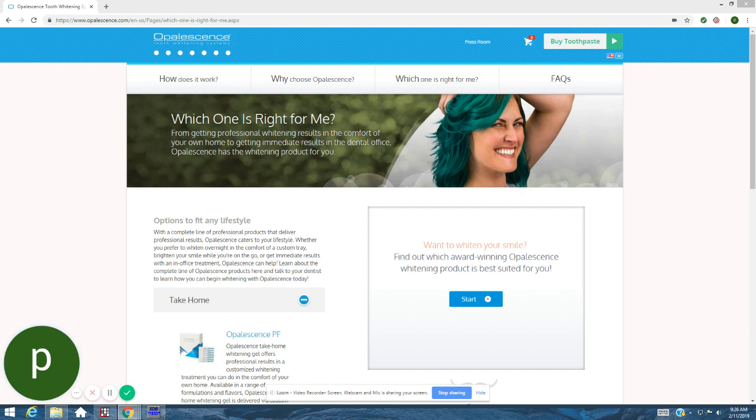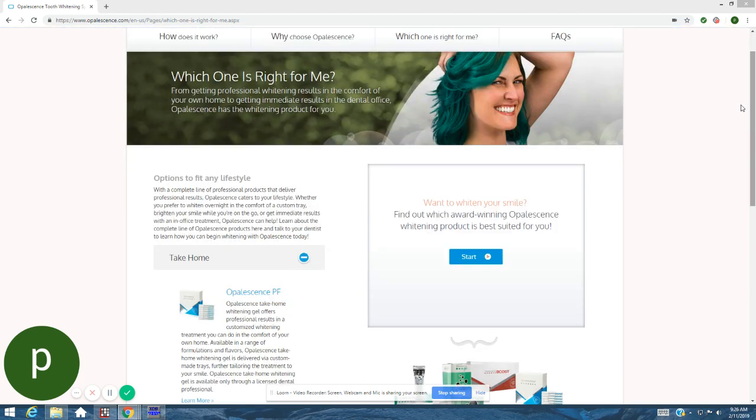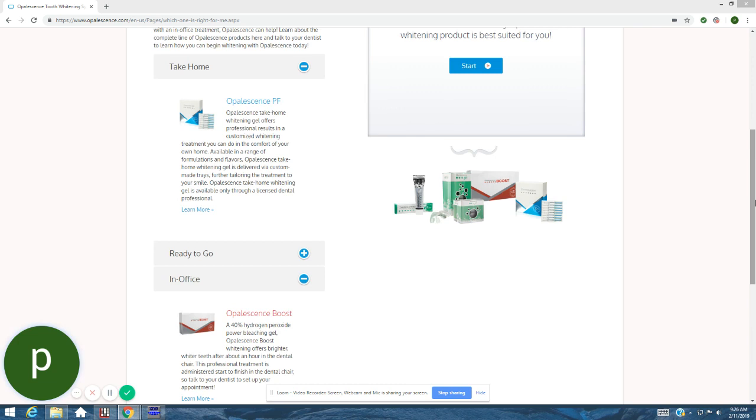whitening with Opalescence today. One of the services we offer at Peach Smiles is Take Home. Opalescence Take Home Whitening Gel offers professional results in a customized whitening treatment you can do in the comfort of your own home. Available in a range of formulations and flavors, Opalescence Take Home Whitening Gel is delivered via custom trays, further tailoring the treatment to your smile. Opalescence Take Home Whitening Gel is available only through a licensed professional dentist.